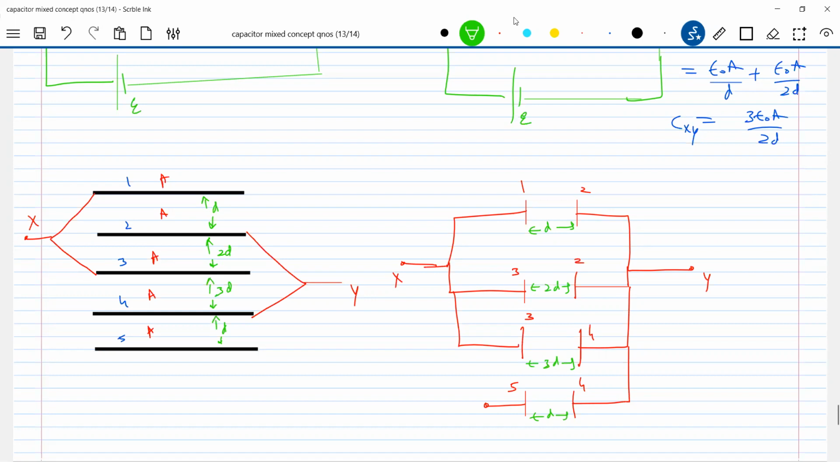If they ask you X, and say let this be the point Z, then for XZ, this 5, 4 also will come into the picture. If they ask you between X and Z, then all of these will be in parallel and that effective will be in series. If they ask you ZY, it will be only 5, 4.